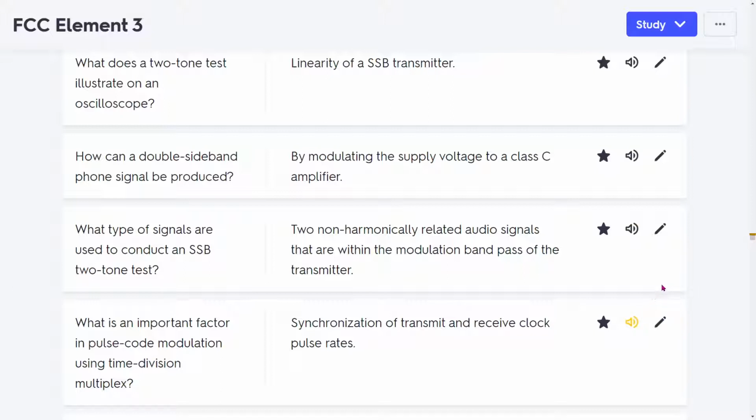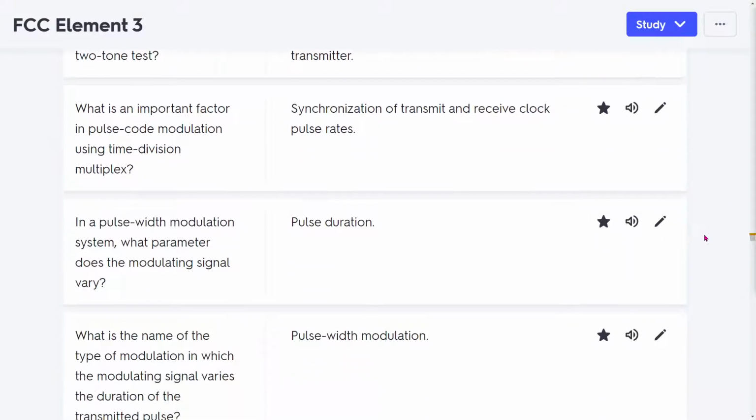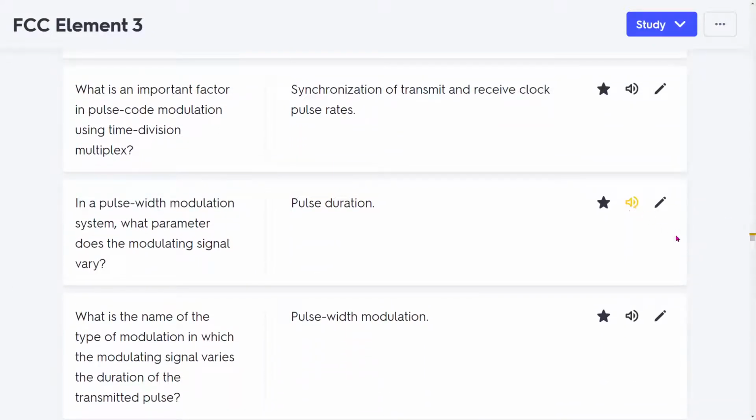What is an important factor in pulse code modulation using time division multiplex? Synchronization of transmit and receive clock pulse rates. In a pulse width modulation system, what parameter does the modulating signal vary? Pulse duration.